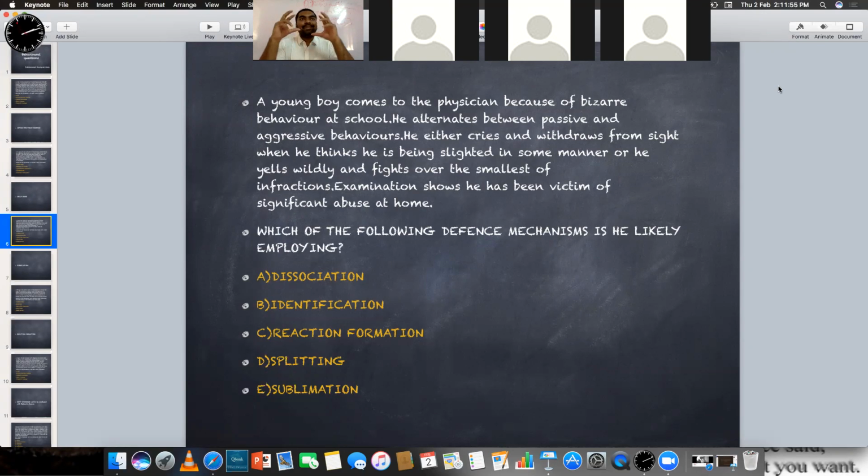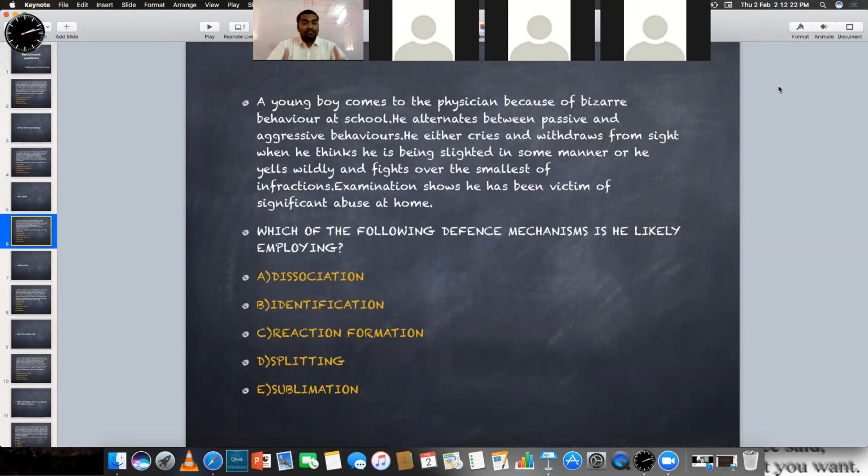So since it's significant, he's under stress, definitely. He's been abused over and over again at home. So he's under stress. Now he has to use one of the defense mechanisms. So which of these defense mechanisms most likely suits his behavior? We'll talk about identification. What is identification? Acting like someone else, imitating in a subconscious way, right?